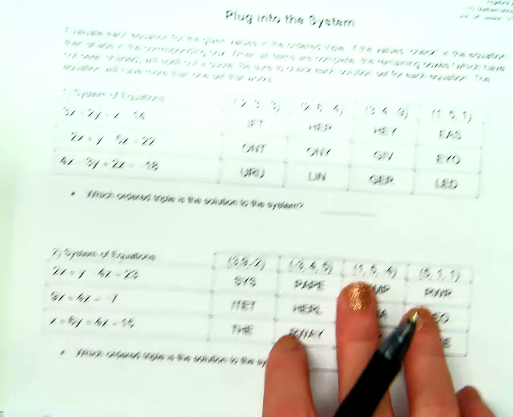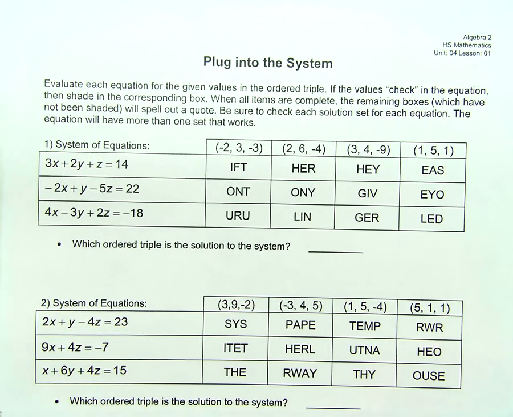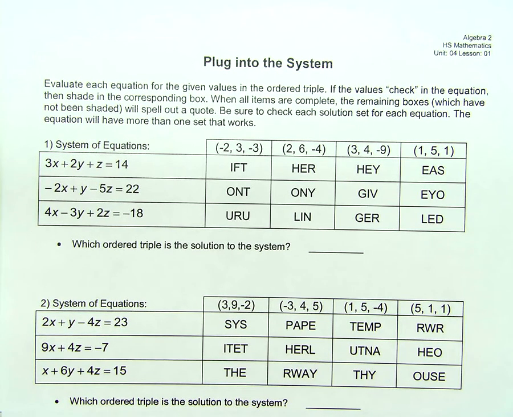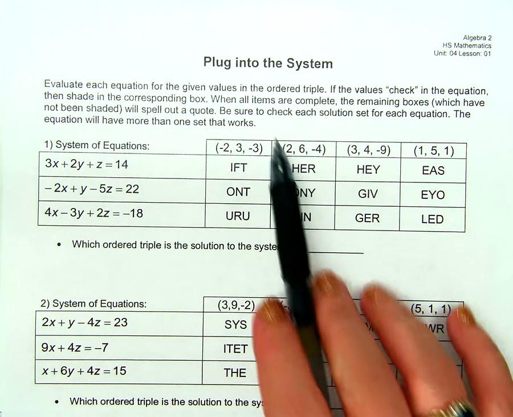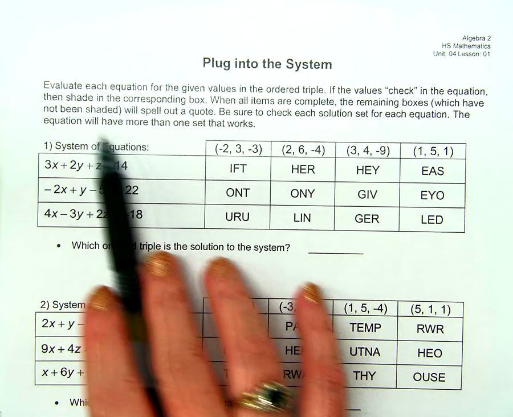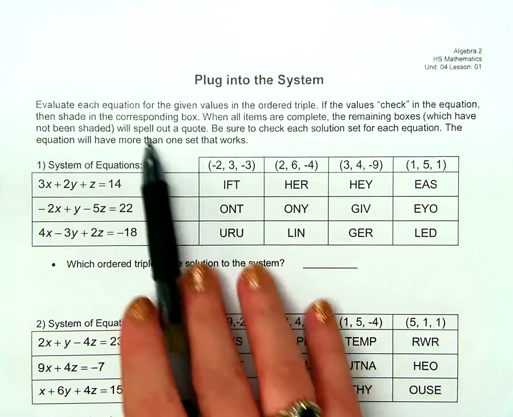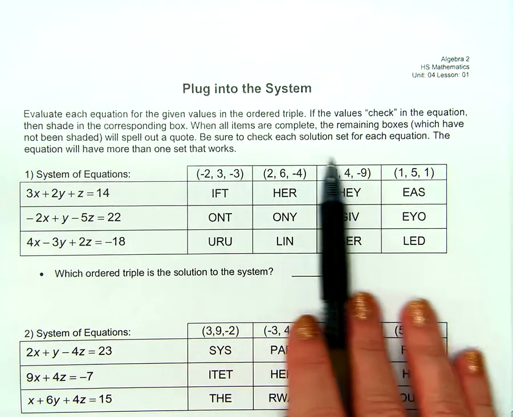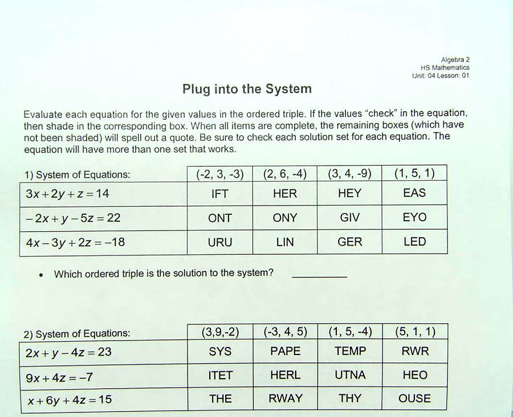So, the other paper that you have, I'll put this one back up in just a second for those of you who didn't finish everything, okay? This is your homework paper right here. Evaluate each equation for the given values in the ordered triple. If the values check in the equation, if they work, then shade in the box. When all the items are complete, the remaining boxes which have not been shaded will spell out a quote. Be sure to check each solution set for each equation. The equation will have more than one set that works.